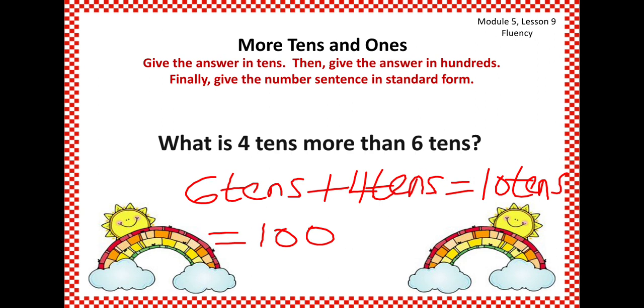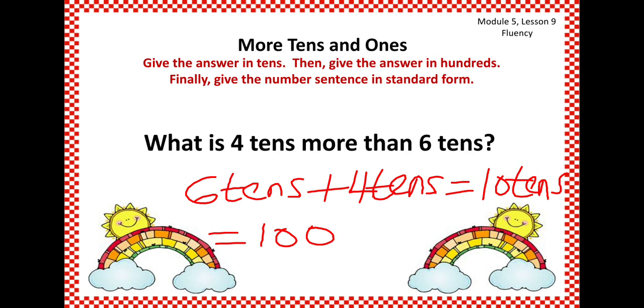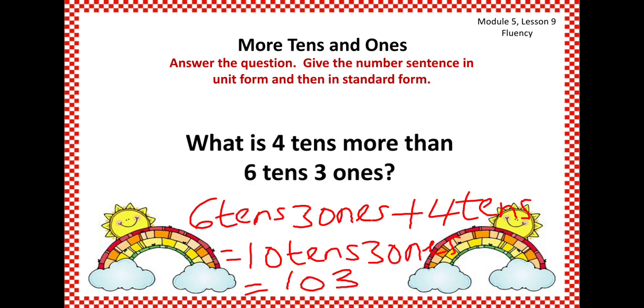Alright, 4 tens more than 6 tens. So we're adding 4 tens to 6 tens. That is 6 tens plus 4 tens is equals to 10 tens. And what is 10 tens in standard form? 10 tens is 100.